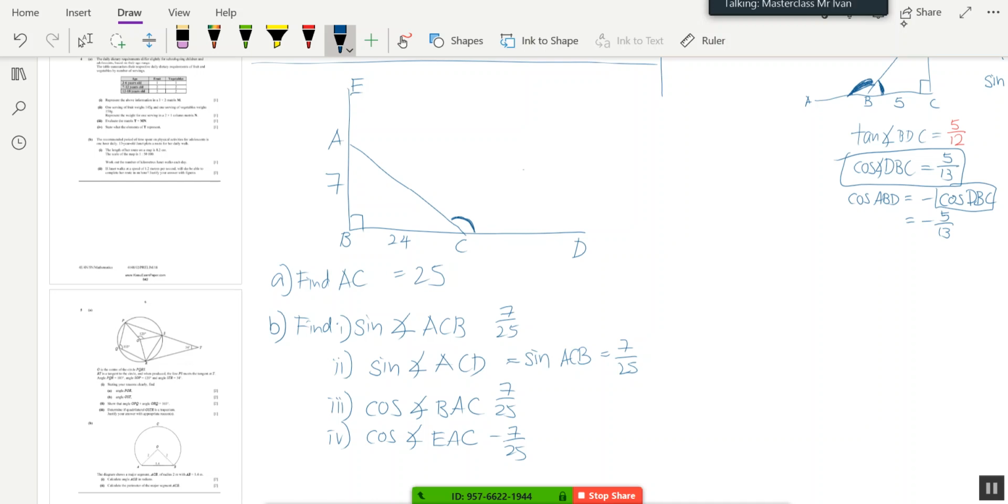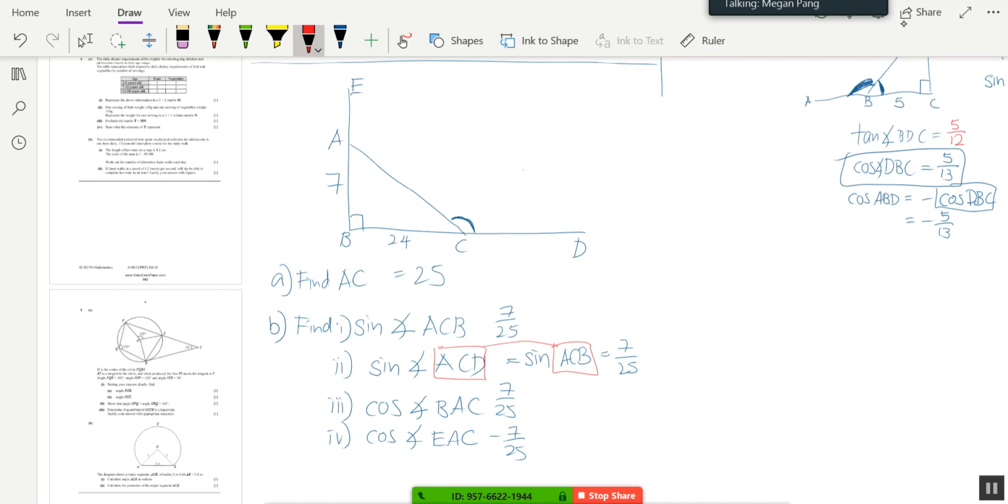You understand why not? Understand why not, Megan? ACD and ACB are brothers, but you can only use sine. Can you do that? And then you already found what sine ACB is already.